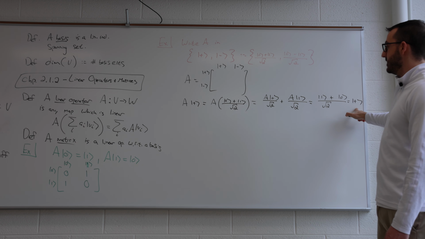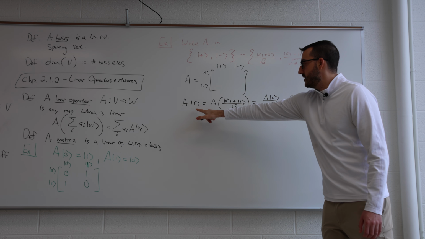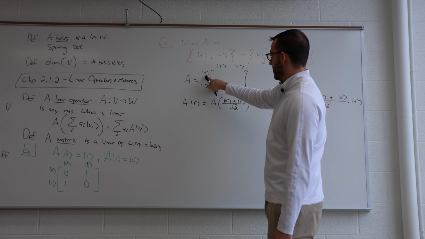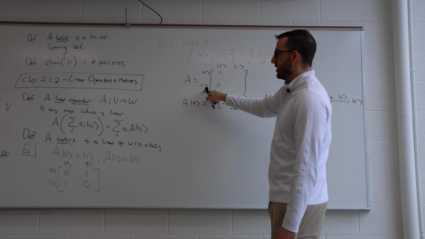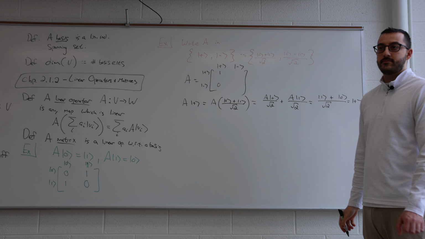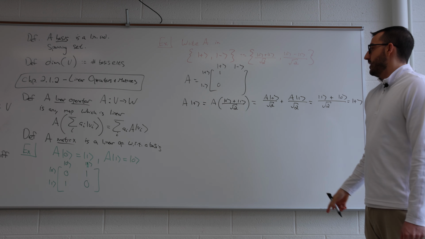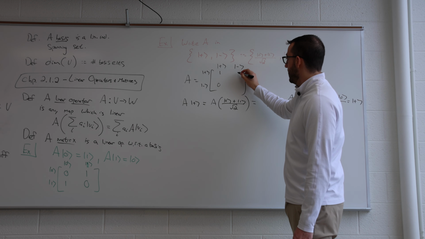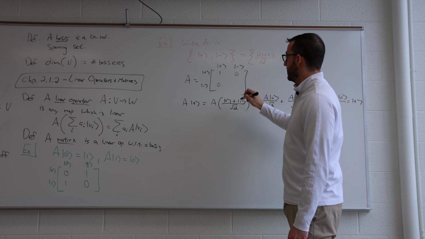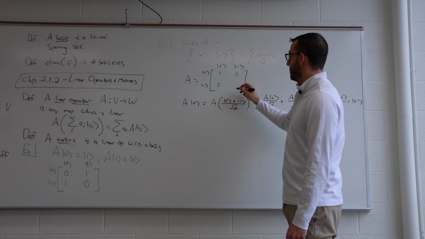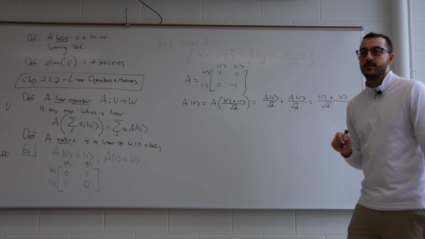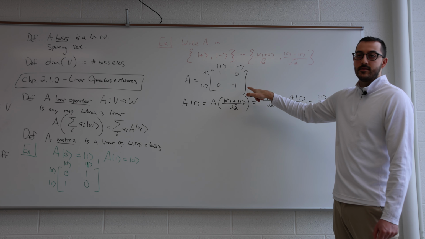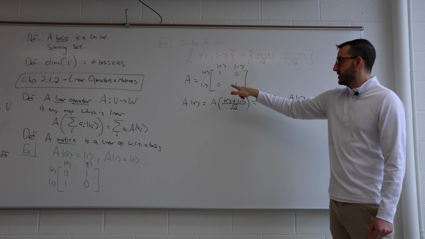So that right away gives me the first column of this matrix. A times the plus state is 1 times the plus state plus 0 times the minus state. OK? I'll leave it to you to work out the rest of this. You should see that A acting on the minus state is 0 times the plus state plus -1 times the minus state. Okay? So the matrix for A in this basis will be 1, 0, 0, -1.